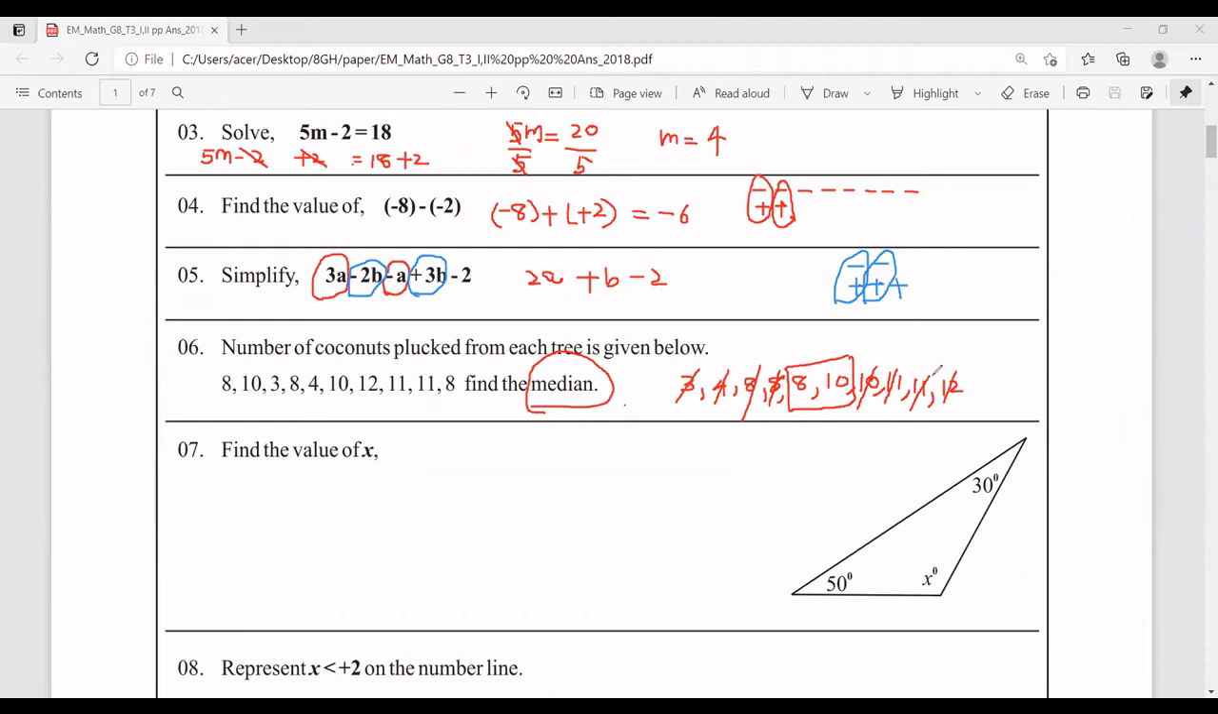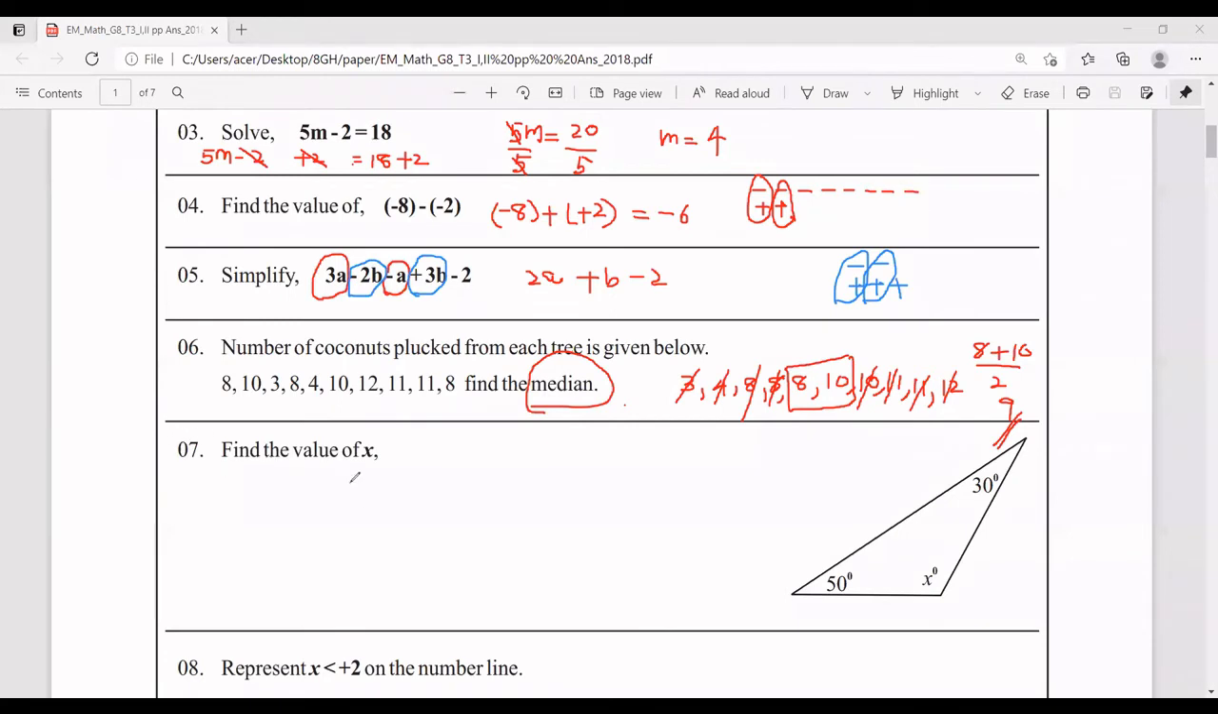So what should be the median? 8 and 10. How to get the median? You have to add these 2 numbers and divide that by 2. 8 plus 10 is 18. 18 divided by 2 is 9. Then what is the answer? 9.